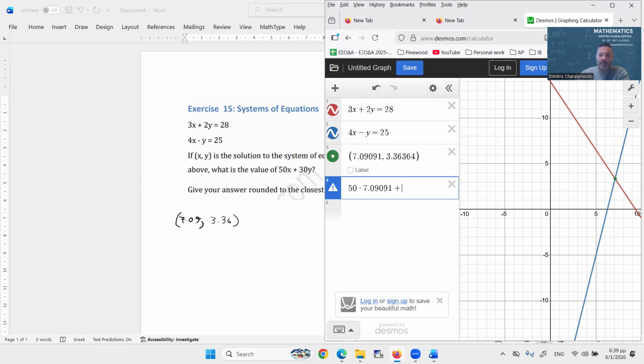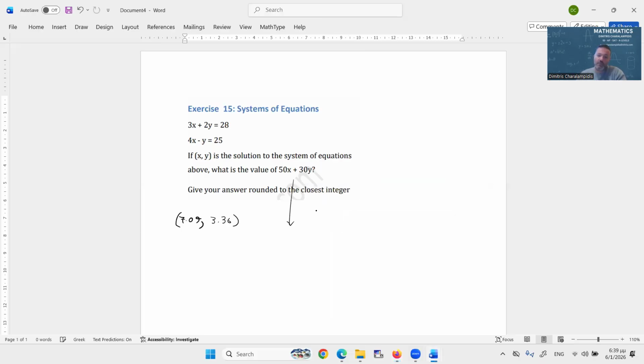7.09091, plus 30 times 3.36364, which is 455.4. So all this is 455.4, and the closest integer to that is the integer 455, which is exactly the answer we were looking for.